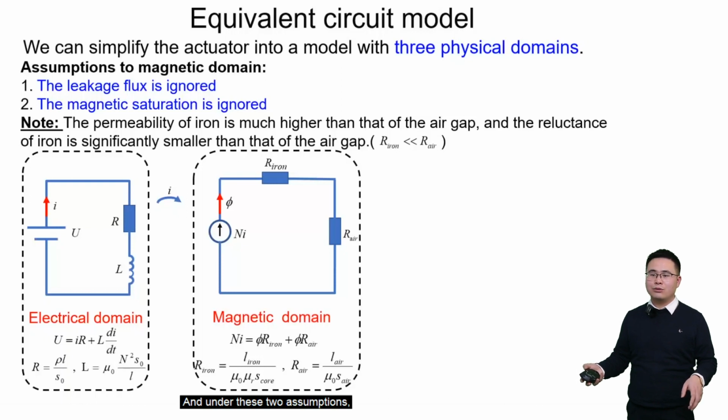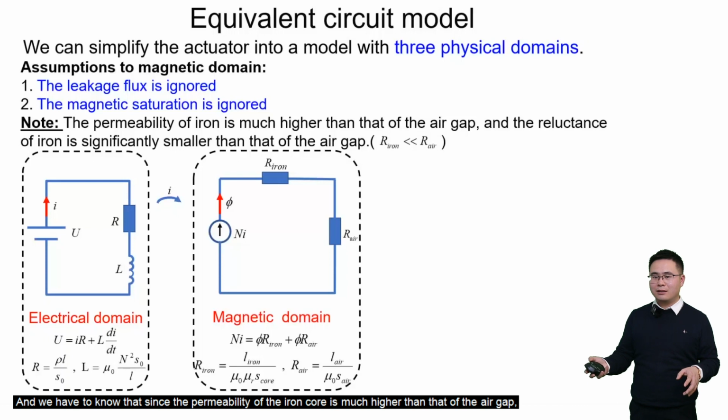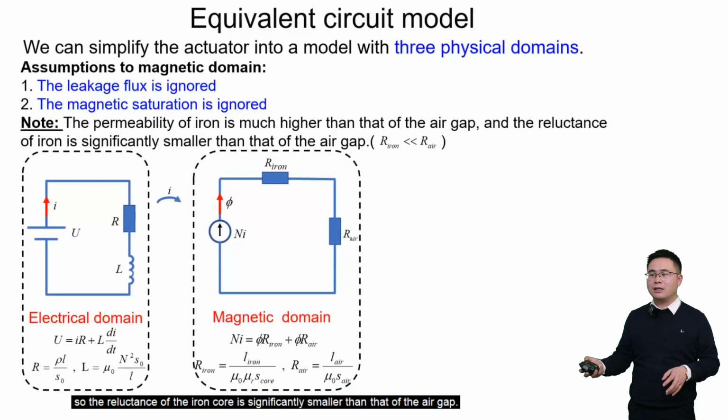And under these two assumptions, there are two major reluctances generated by the iron core and air gap, that is R iron and R air. And we have to know that since the permeability of the iron core is much higher than that of the air gap, the reluctance of the iron core is significantly smaller than that of the air gap.